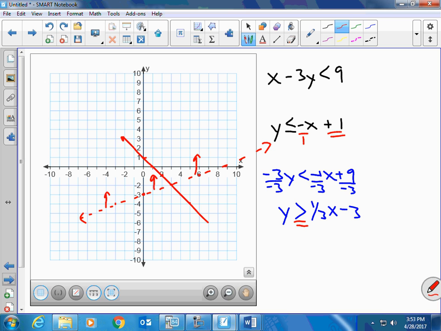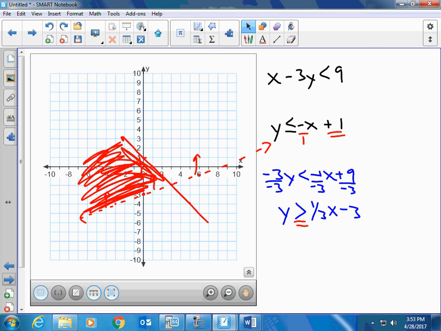And we are shading below that line. So it's everything in this region right here. And we got it. All right, that is solving systems of inequalities.